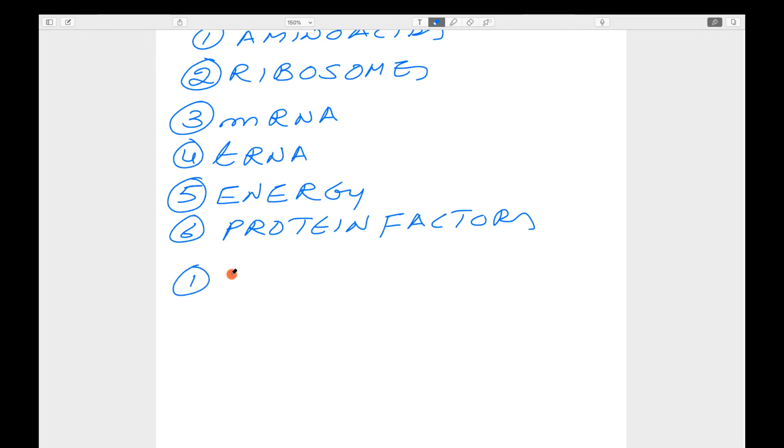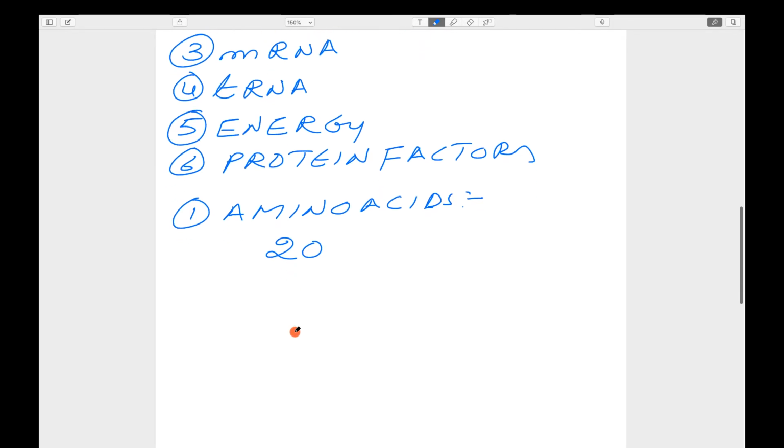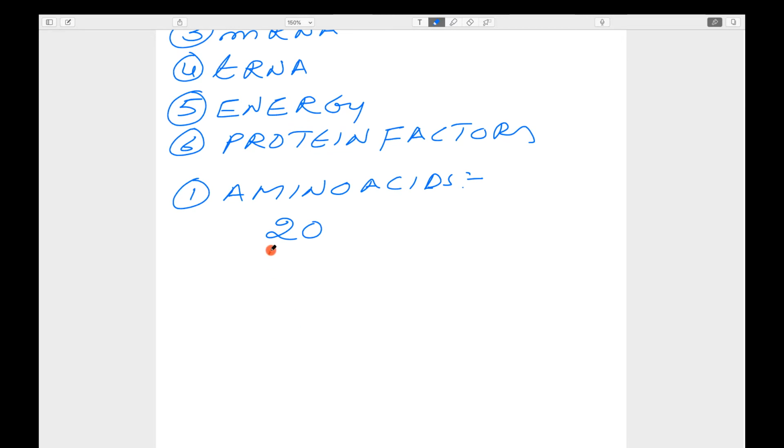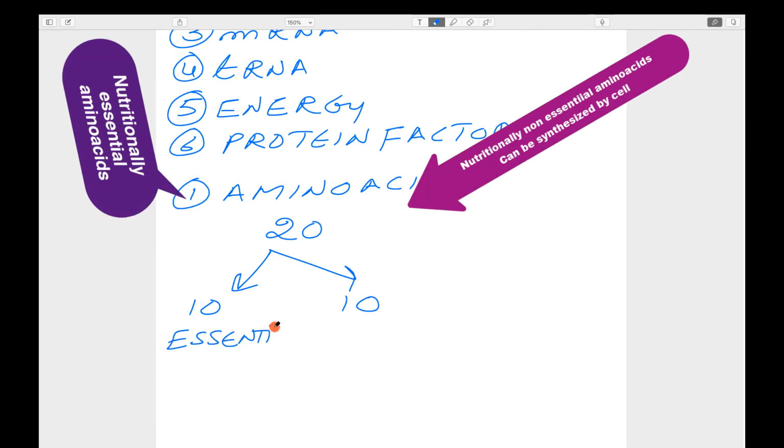The first one is amino acids. Let us see about the amino acids. There are 20 amino acids. Of course, there are the 21st and 22nd amino acids, but we'll limit our discussion to these 20 amino acids. Broadly, we can put them under 10 each: one group is essential and the other one is non-essential. So, essential and non-essential categories of amino acids.